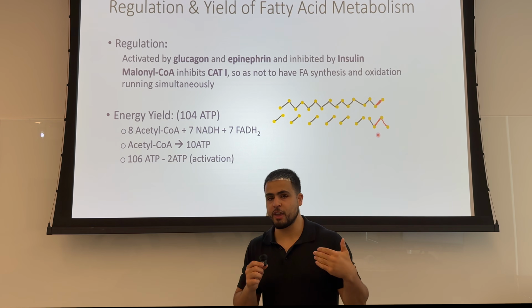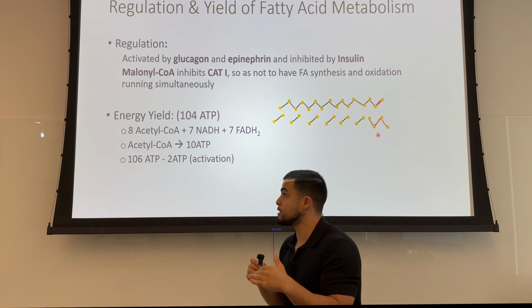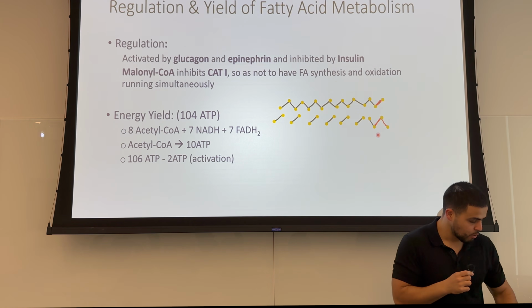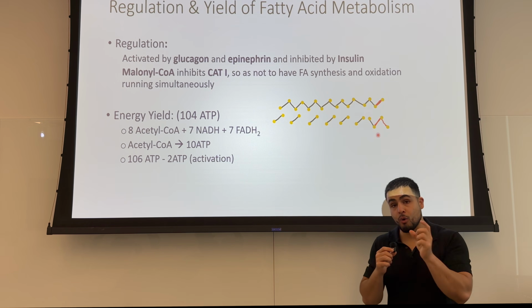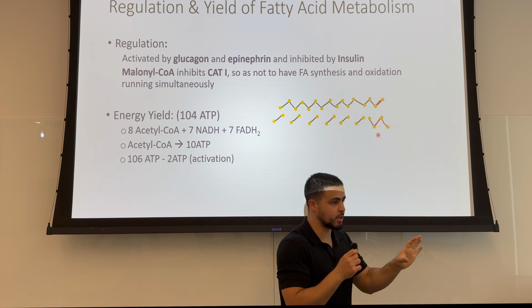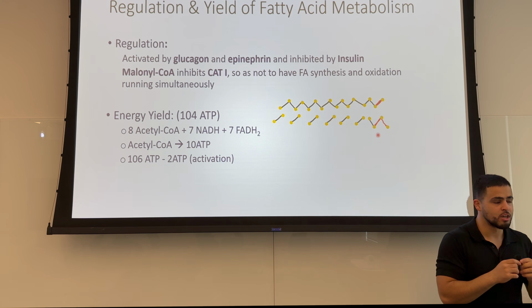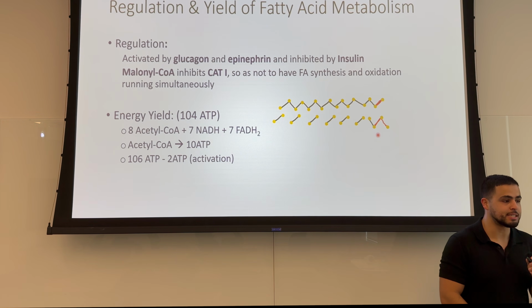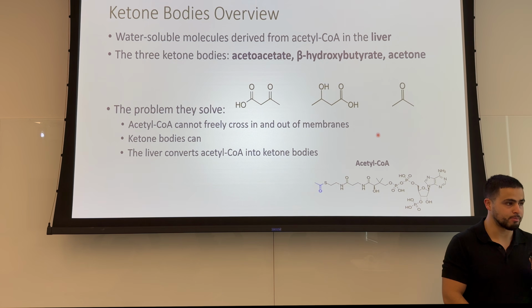But remember, we mentioned that you need ATP to activate this whole process. So remember what we said, when you want to add the coenzyme A to the fatty acid to start the process, you need to add ATP. So that's where you lose 2 ATPs. So you net 104 ATP molecules per palmitate.